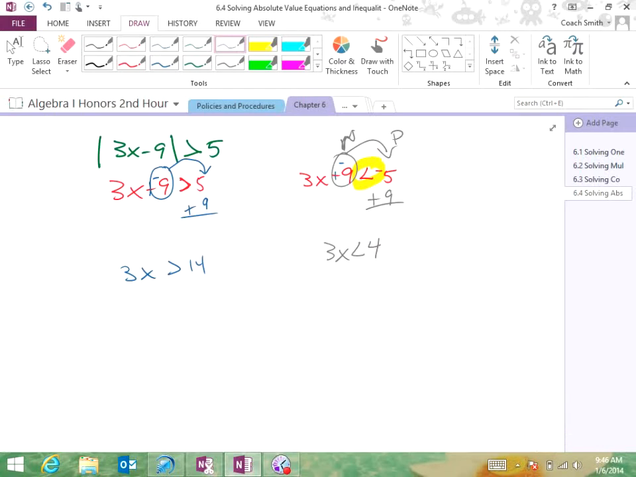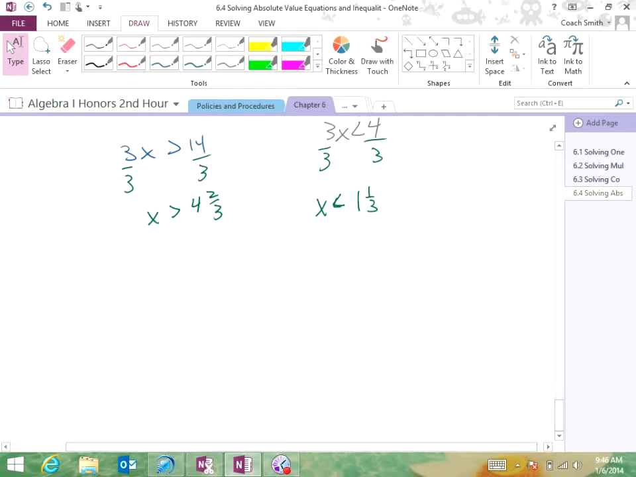Now, I'm going to divide by 3 to both sides. And that gives me x is greater than 4 2/3. Correct? And then that gives me x less than 1 1/3.